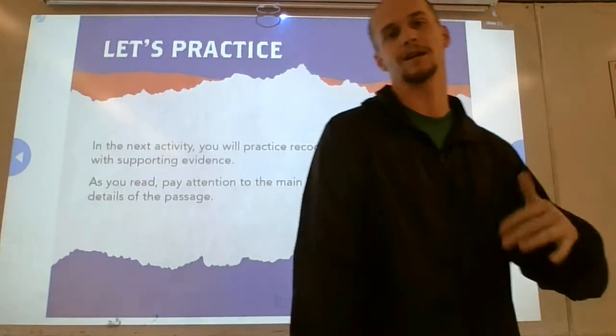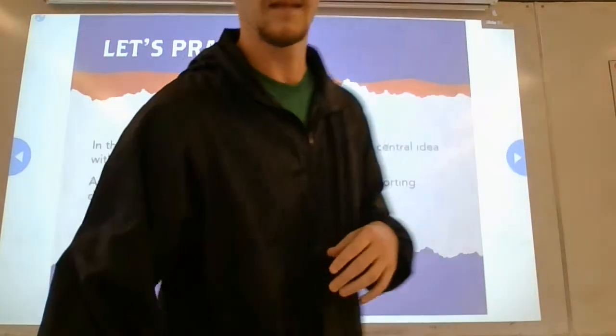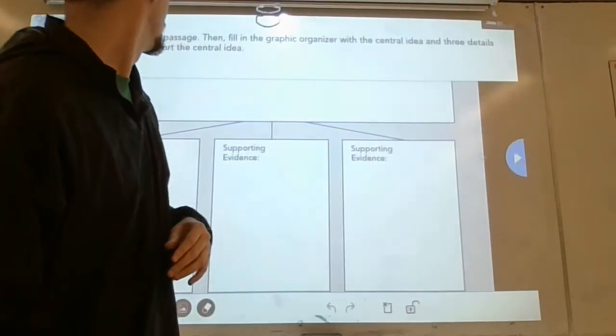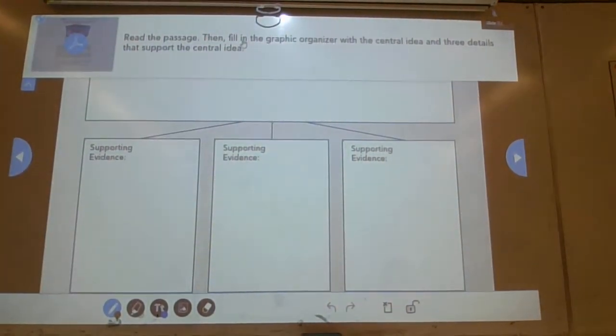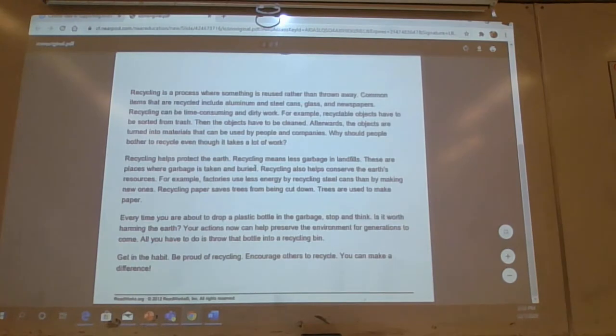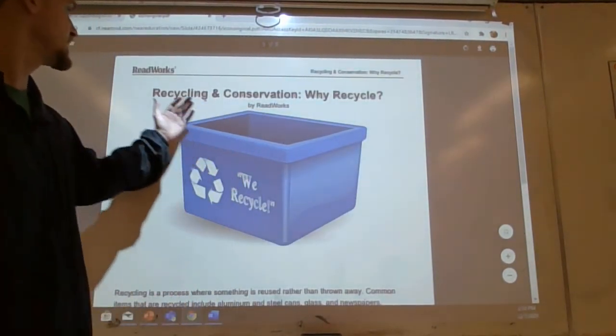We're going to fill out a graphic organizer, and then you are going to go and practice on your own. So now, read the passage, then fill in the graphic organizer with the central idea and three details that support that central idea. So I'm going to pull up the article here, and we're going to notice our text features.